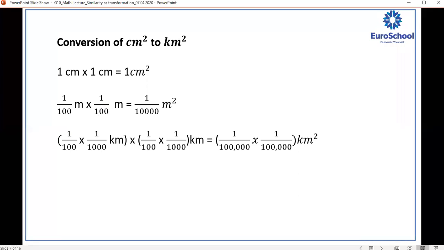So 1 centimeter square becomes 1 by 10,000 meter square. Okay? Now we are converting it into kilometers. 1 meter is equal to 1 by 1,000 kilometers, right?